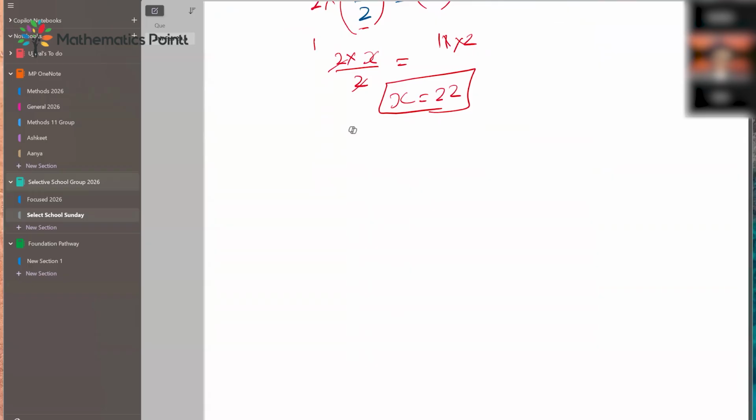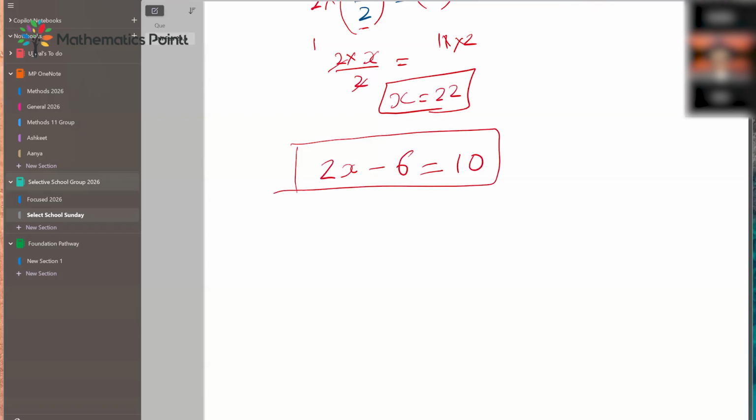Now, let's go a step further down and try to complicate a few things. Okay. 2x take away 6 equals 10, and I don't want you to attempt it right now. I have another question for you before you actually start solving it. So don't solve this question. Now, I want you to answer a few things on the chat.